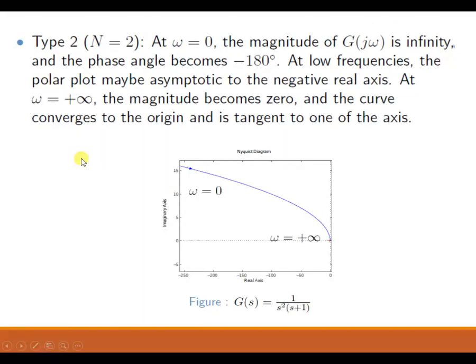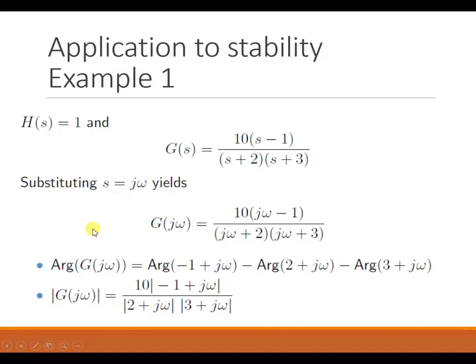Here, if it is type 2, you have 2 poles in the origin part, and you can eliminate them the same as the type 1. Here they give the example. They drew the Nyquist. It's not difficult.